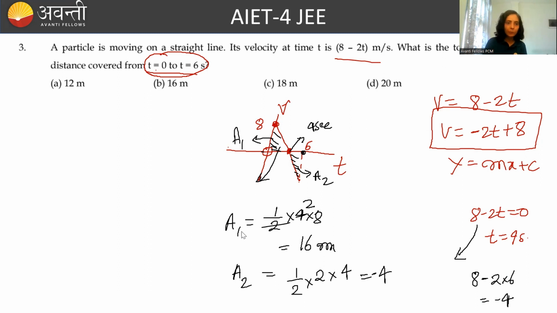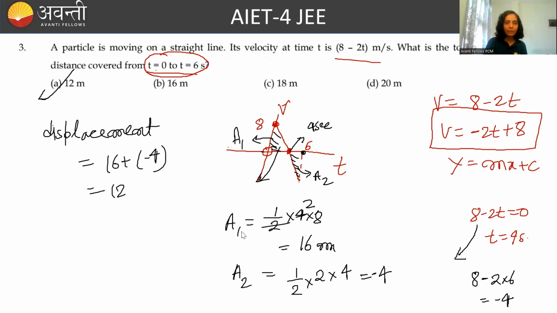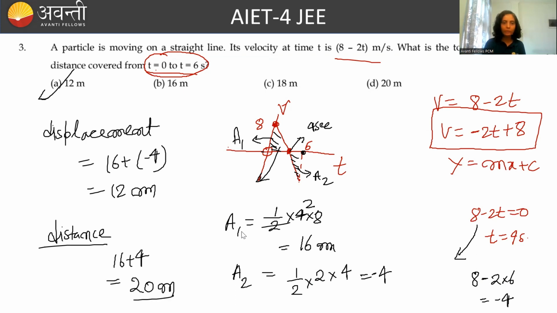If we are asked displacement, displacement will be equal to 16 plus minus 4, so that will be equal to 12 meter. But if we are asked distance, in that case, we neglect the sign and we add the areas. We add their modulus, right? So 16 plus 4 and it will be equal to 20 meters. So the correct answer will be what? D.